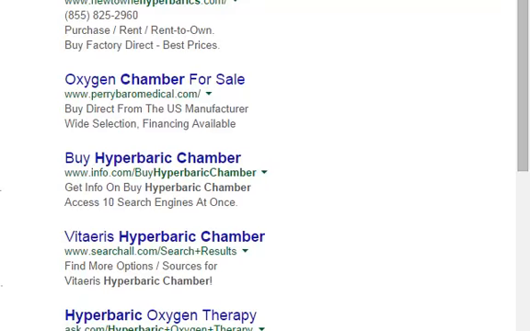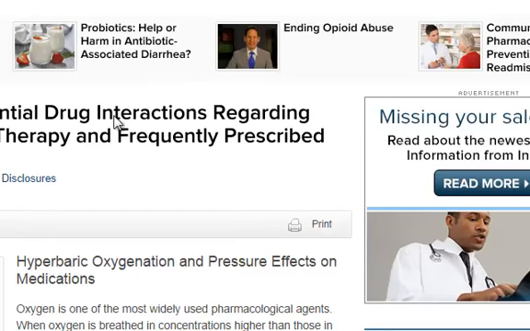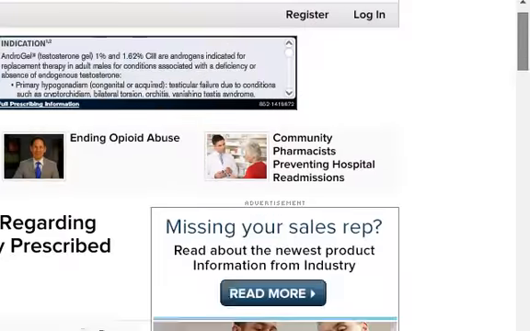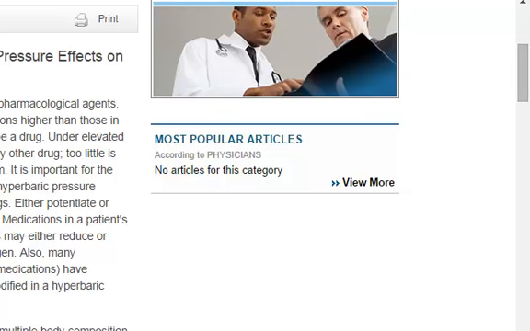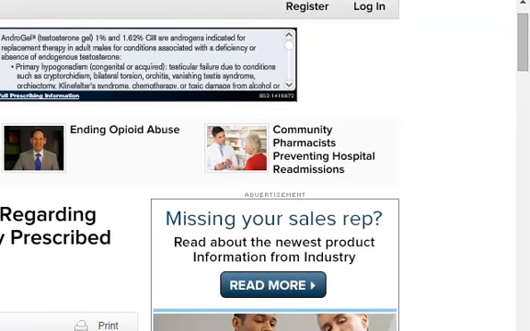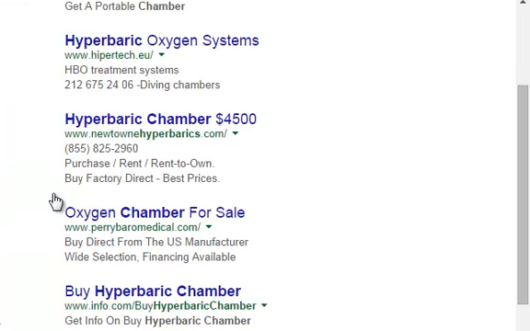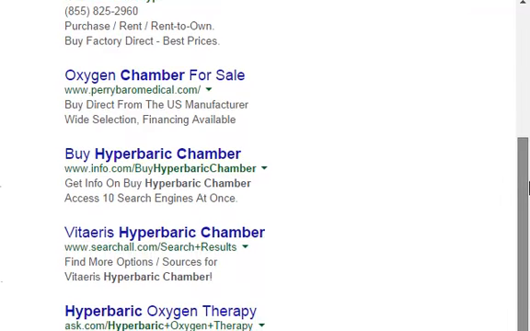Here's hyperbaric oxygenation and pressure effects on medication from Medscape. I don't really know what this is, but I'm going to pull it up and see. Here we go. And it's talking about its effect on medications, so the drugs that are already in the body, and what kind of effect it takes on them. But I'm not really looking for the medications part exactly. I'm more looking for just the human body without the medications. So I'm going back up and I'm going to continue on and see what I can find.